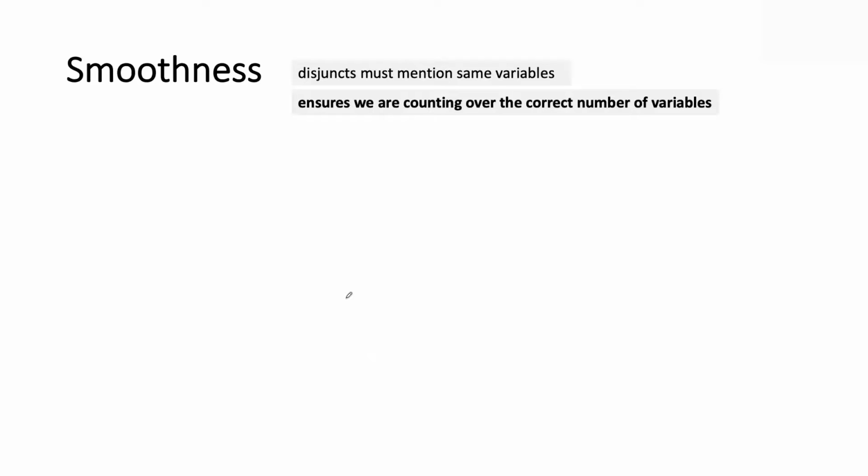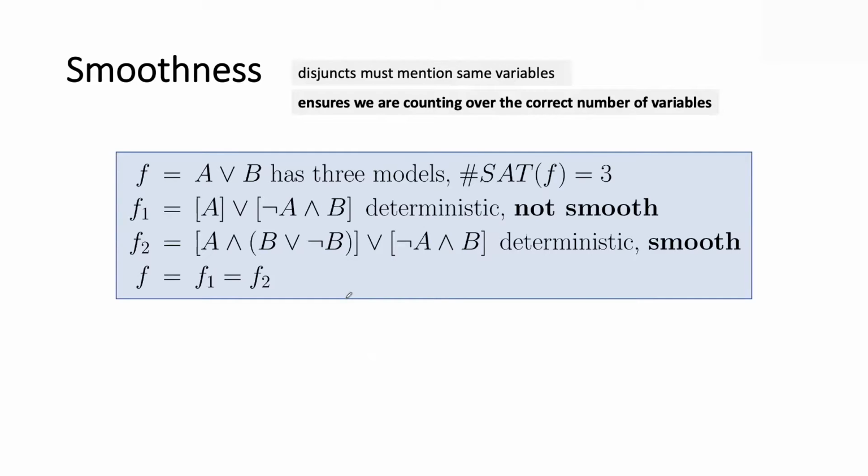Okay, remember, smoothness: disjuncts must mention the same variables. The main reason for smoothness is that it ensures we're counting over the correct number of variables. This is an issue we discussed earlier when we talked about model counting, but let's see it with a concrete example. So here's what I have. I have the function, and let's say the knowledge base is just A or B. Very simple, right? 2 variables, A or B, and as you know, this has 3 models, right? The only variable instantiation that doesn't satisfy this is when A is false and B is false. That doesn't satisfy this. And the other 3 do satisfy that formula.